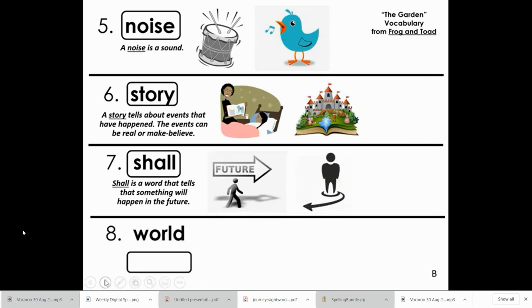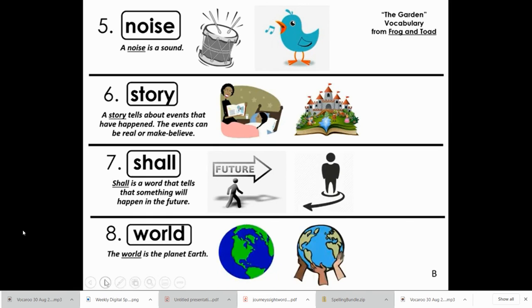And number 8 was world. The world is the planet Earth. Nice job, boys and girls. Did you learn all 8 vocabulary words today and understand how to use them and what they mean? I hope you did.